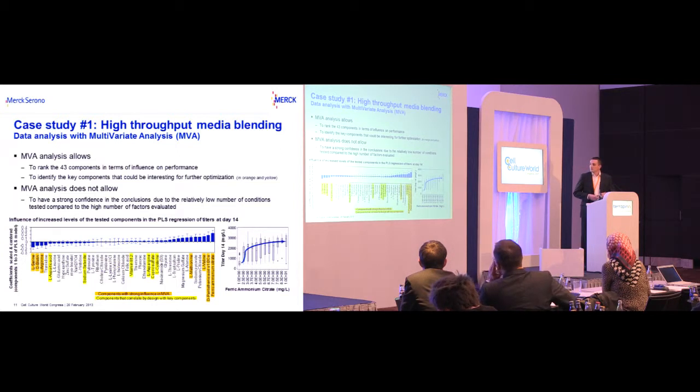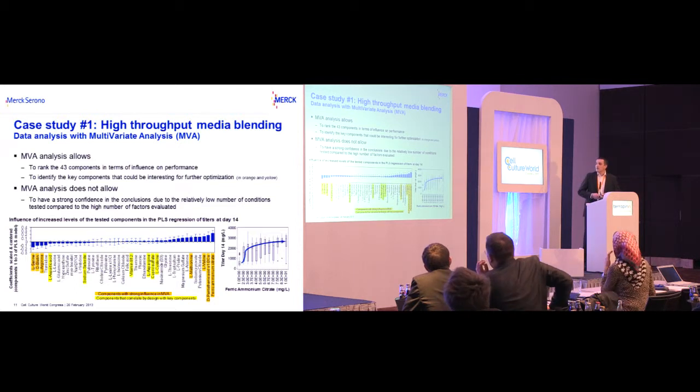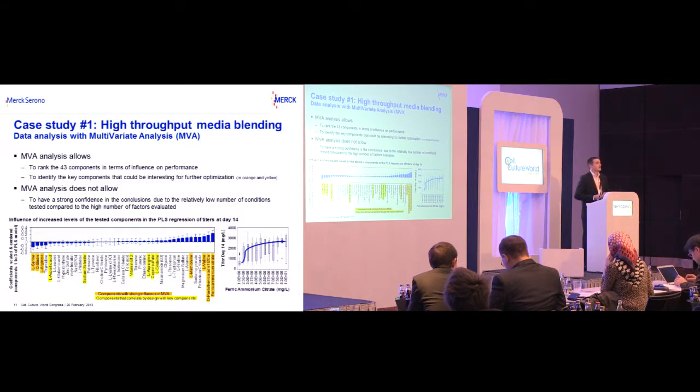We rank the components by influence. Here you have the positive components in the model, and here you have the negative components in the model. What we did here is we selected the most important components in a range. So you have ferric ammonium citrate on one end and serine on the other end. But as I said before, there is, by design, some correlation between components because we have a very low number of conditions tested compared to the high number of factors tested, 43.